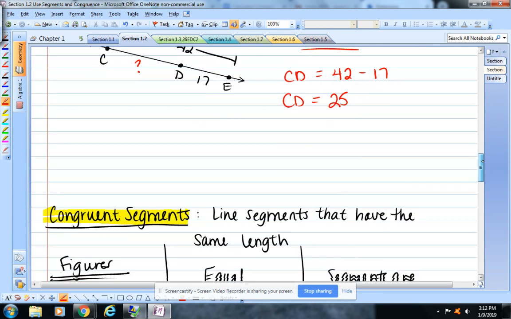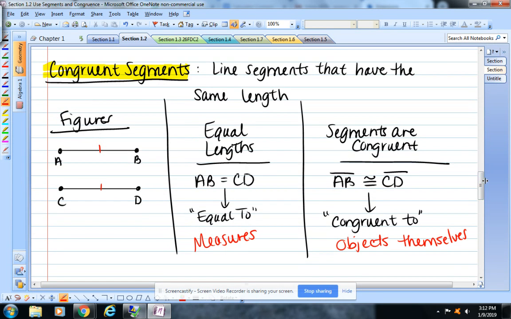All right, let's talk about congruence and equal measures. Congruent segments are line segments that have the same length. The way we show this in pictures is by using these little tick marks right here. So if you see two line segments that have the same number of tick marks, that means they are equal measures. Now, when we're talking about measures, remember that's when we see the symbol with no bar. So that means you're talking about the measure of that segment or the length of that segment. So if we're talking about lengths or measures, we're going to say that those are equal to each other.